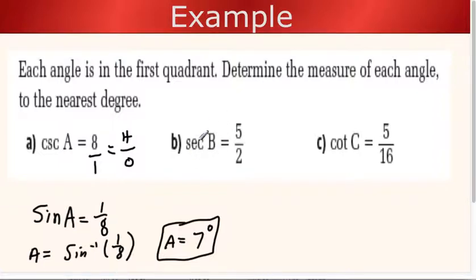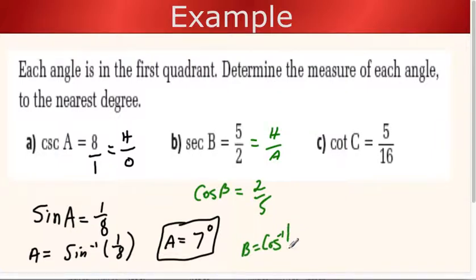Now if I do B, this is sec of B. The sec, or secant of B, is the reciprocal of cosine. If you look it up from our original slides, secant is the hypotenuse divided by the adjacent. So if sec of B is 5 over 2, what's cosine of B? Well, that's got to be the adjacent over the hypotenuse, so that's 2 over 5. Now I can use my calculator to finish that off. Angle B is the cos inverse of 2/5. You can look that up on your calculator. I'll let you do that part. That would just get you the angle.